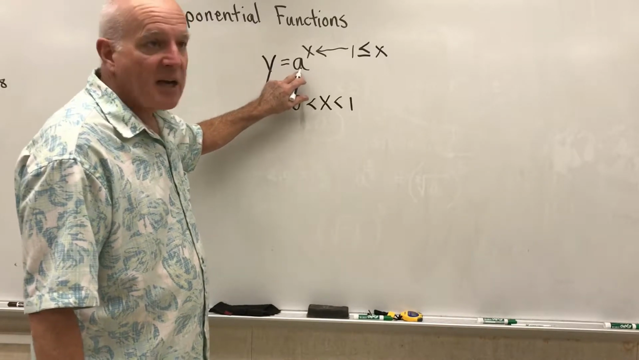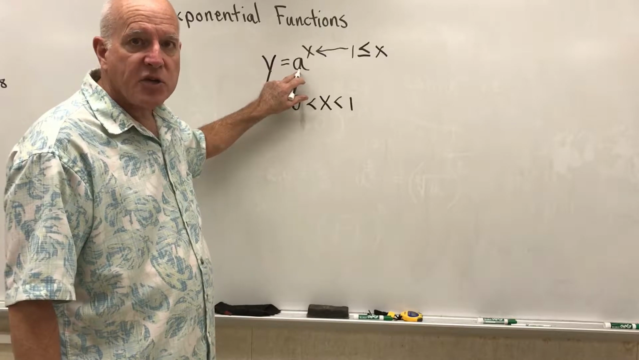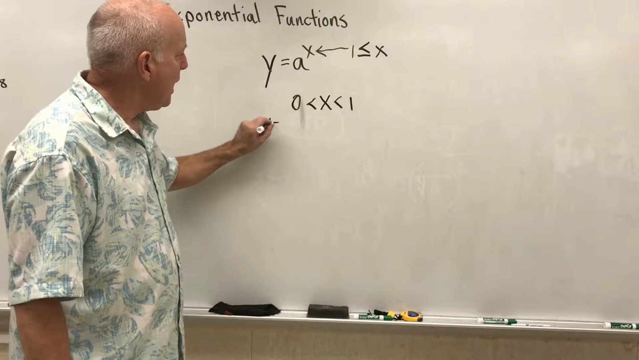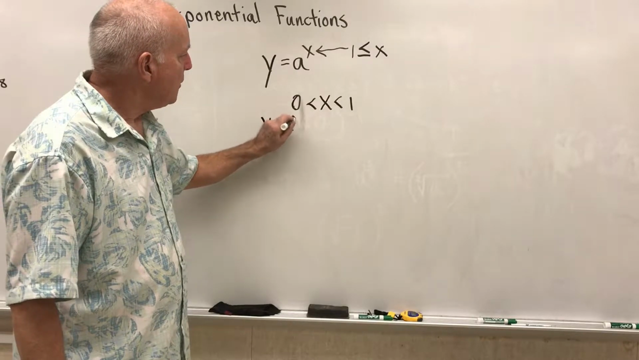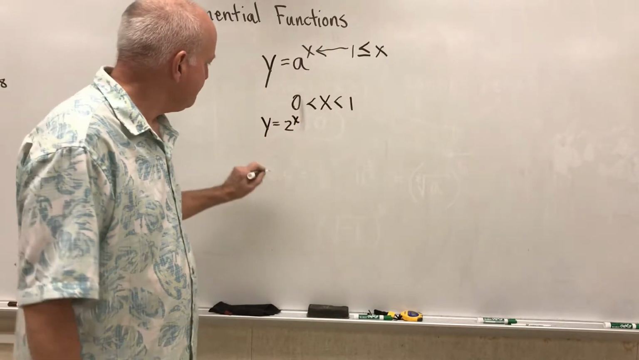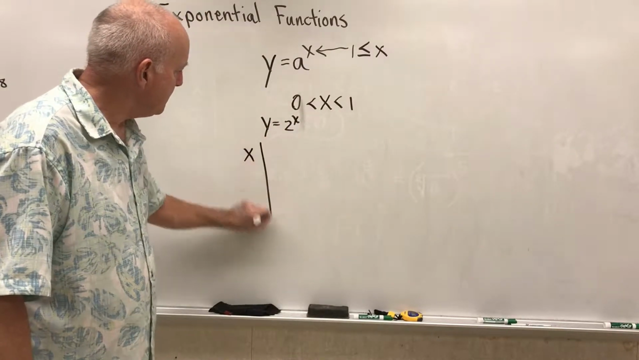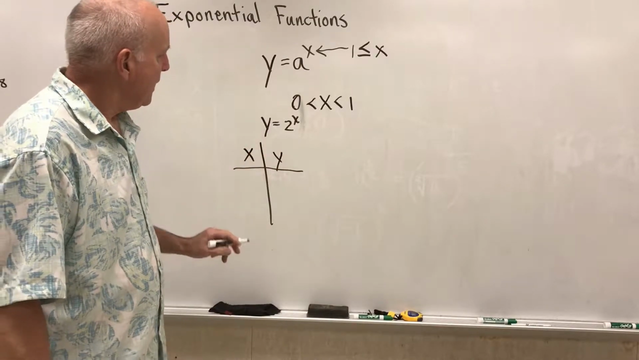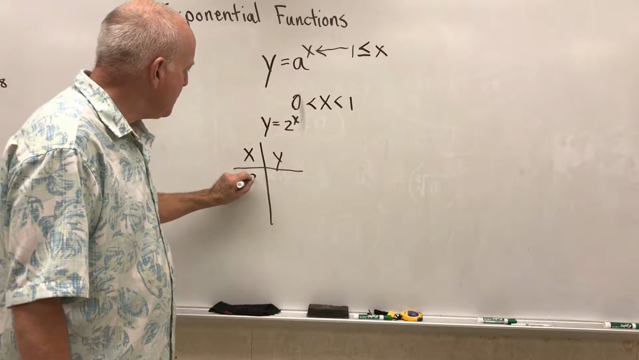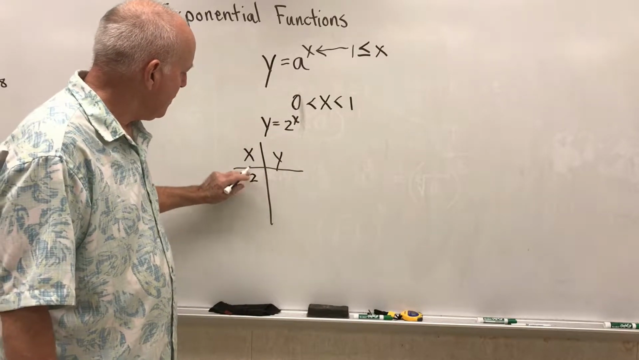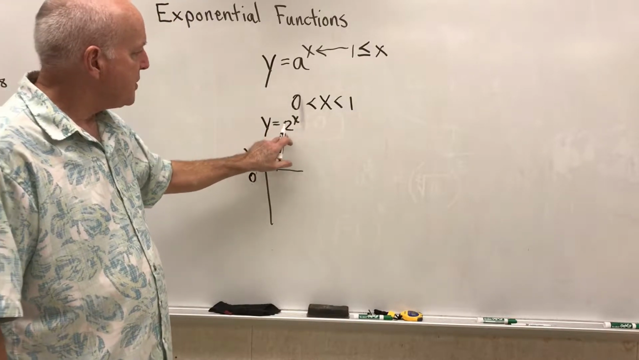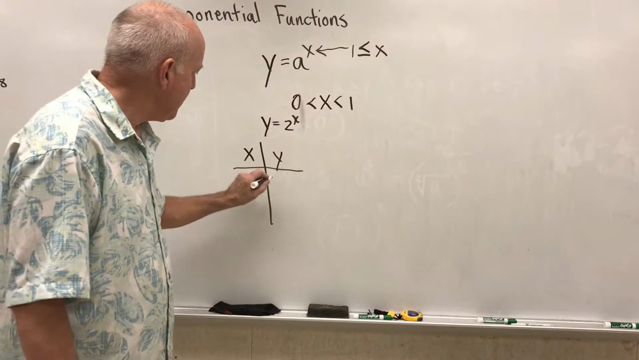Let's start by using a as a rational whole number greater than 1. All right, so today we're going to look at y equals 2 raised to the x, where x is between 0 and 1. Let's make a data table. So when x is 0, we have 2 to the 0, which is identically 1, right?